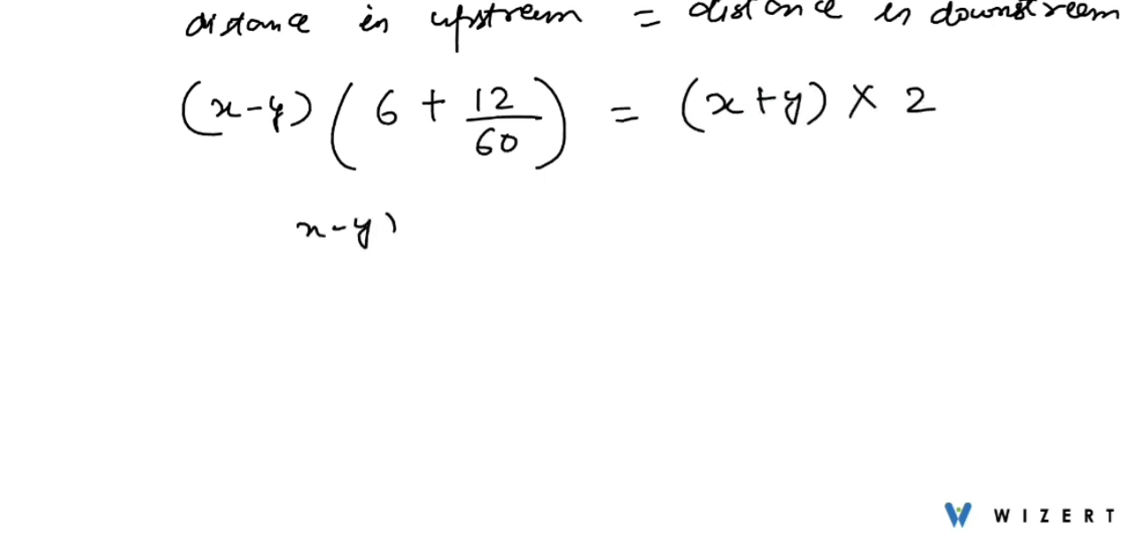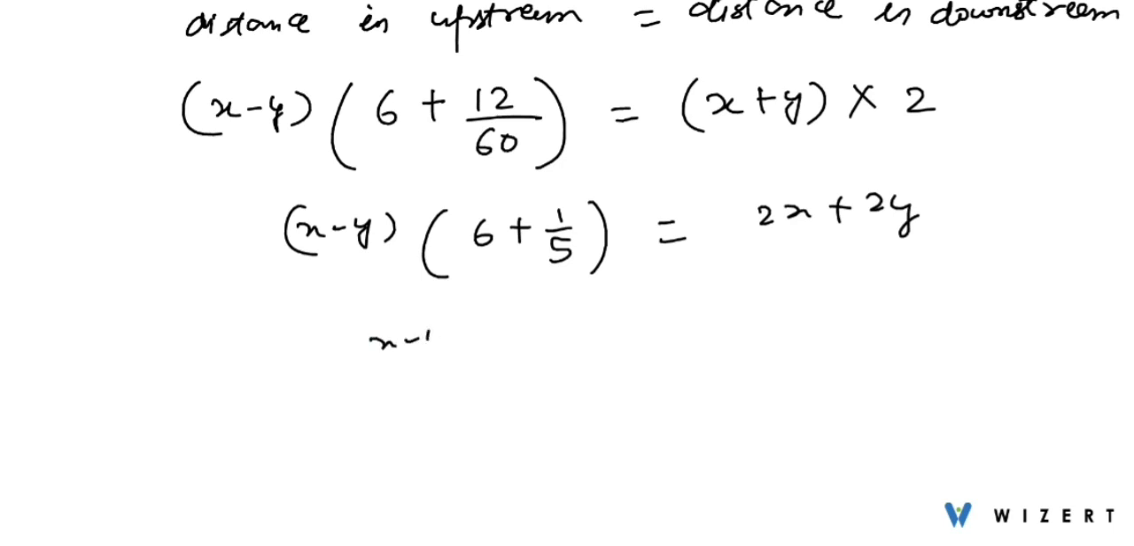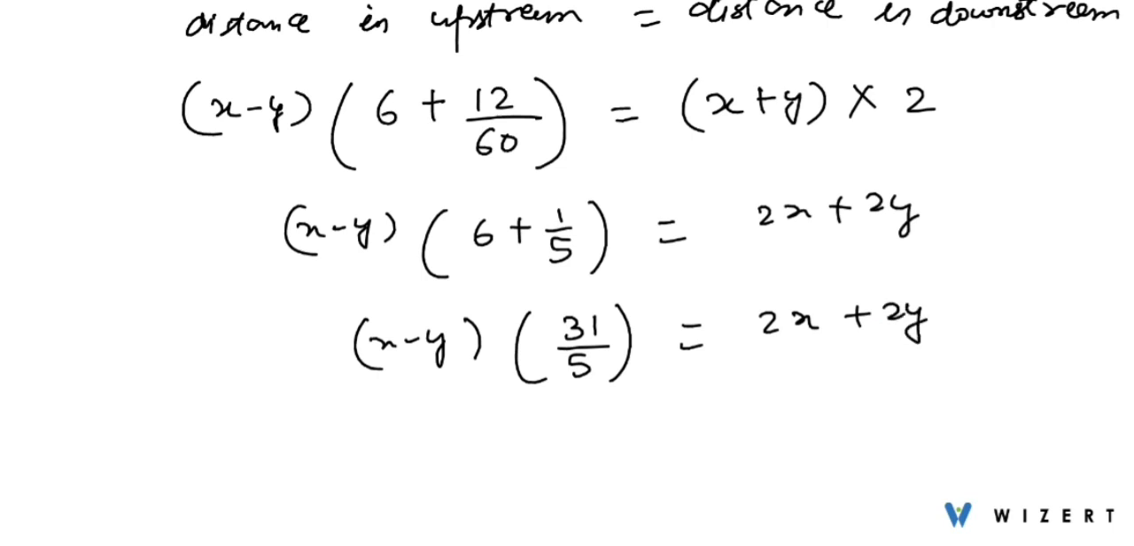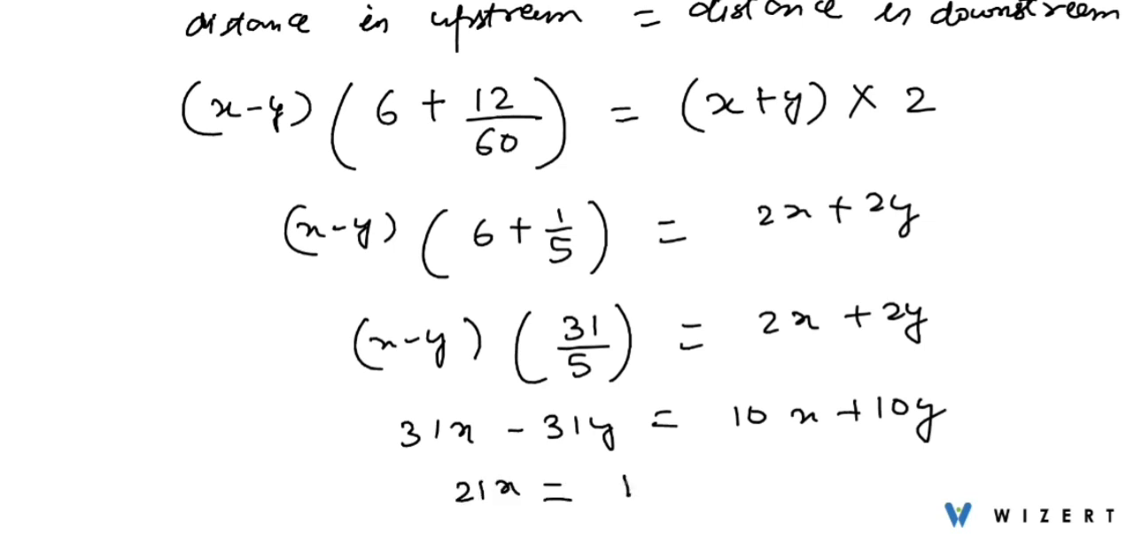So now let us simplify it to obtain a relation between x and y. So x minus y multiplied by 31 by 5 is equal to 2x plus 2y. If we cross multiply, 5 is multiplied on the right hand side and 31 is multiplied by x minus y. So we'll get 10x plus 10y. Let's take x terms together and y terms together.